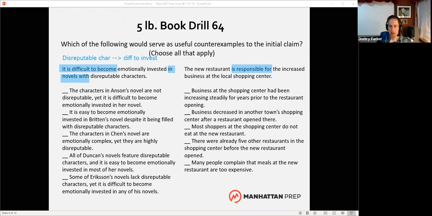So we have to think about how we could weaken it. I'll tell you one thing, out of the first two, one is a counterexample, weakens, and the other isn't. So if you had to pick one of those first two, which one would you pick? First one, and why the first one?